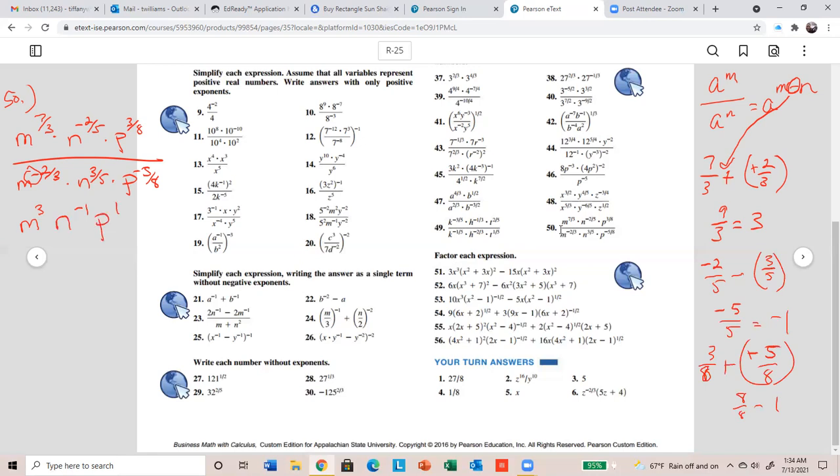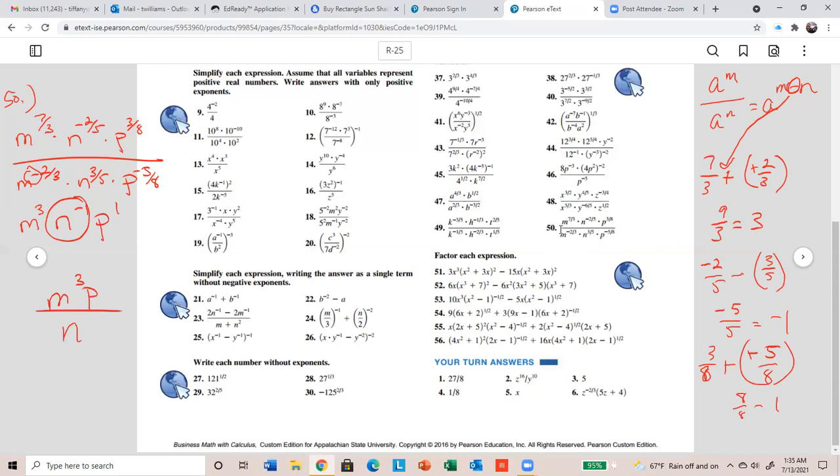I wish I was done. But remember, the directions said you cannot write this with negative exponents. So I do need to fix this n to the negative 1. The m and the p are fine. It's just the n to the negative 1 that I don't like. So my m and my p are going to stay right where they're at, and I don't have to put p to the 1, just p. This n to the negative 1, though, is going to flip down, and it's going to be n to the positive 1. Again, I don't need to put the 1, because if you've got an n, you've got an exponent of 1.